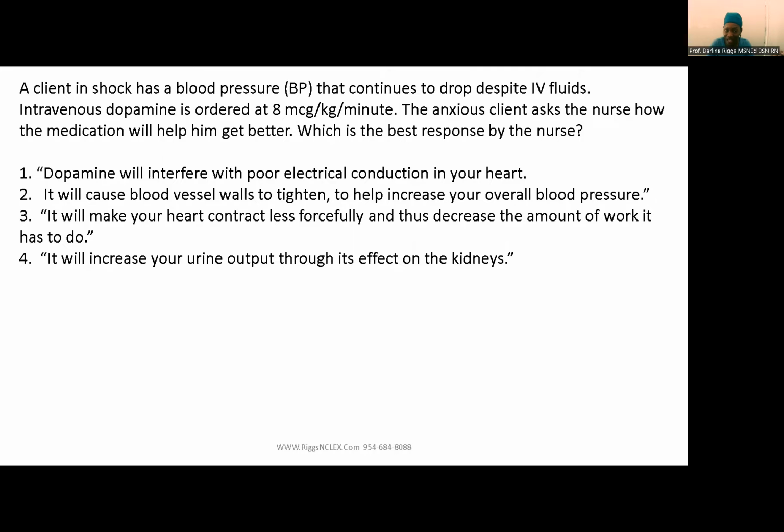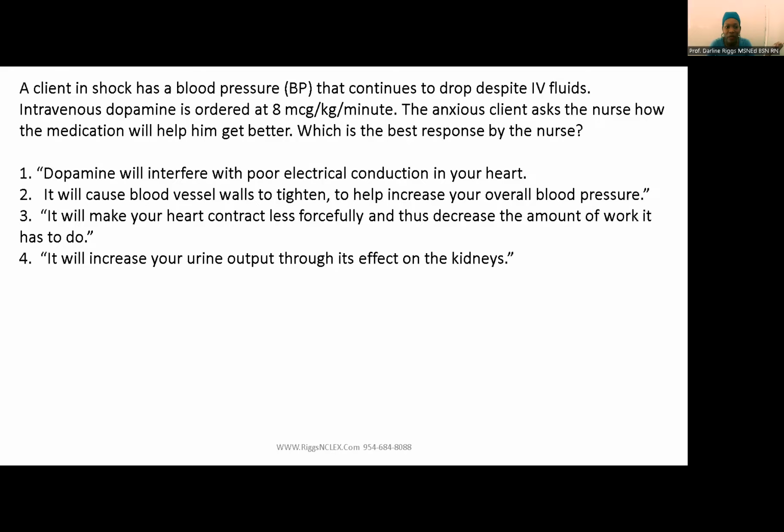Okay? We just talked about dopamine. Talked about dopamine being in alpha and beta adrenergic receptors. Remember that slide? So it's going to vasoconstrict, but you don't want to use the word vasoconstrict with a client. Unless they're in the field, they don't know what that is. So choose words that are like you're talking to somebody who doesn't know the language, because they don't.